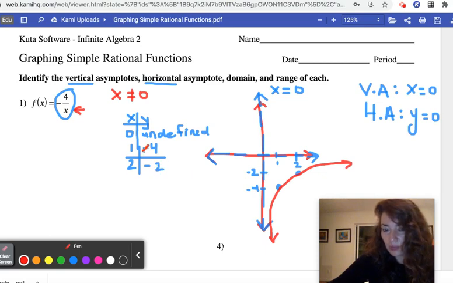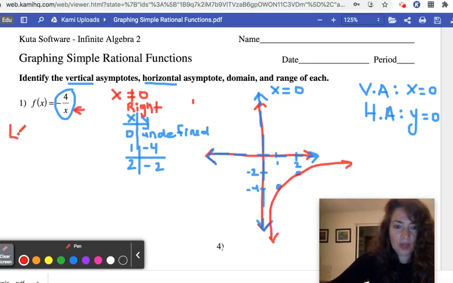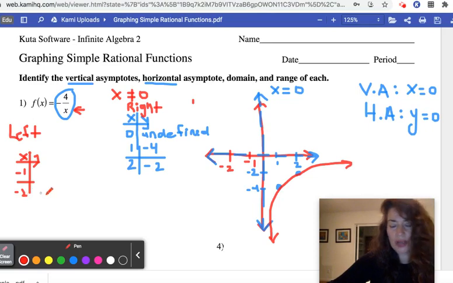Let's go ahead and look at what the left side looks like. I just did right of 0. So this is right of 0. Let's go ahead and graph left of 0. Left of 0, I'll put it over here. I'm going to plug in numbers left of 0, such as negative 1 and negative 2. So I'm going to make a little table. I want to see what happens when x is negative 1 and when x is negative 2. I'm only checking a few points because I already know what this graph looks like.